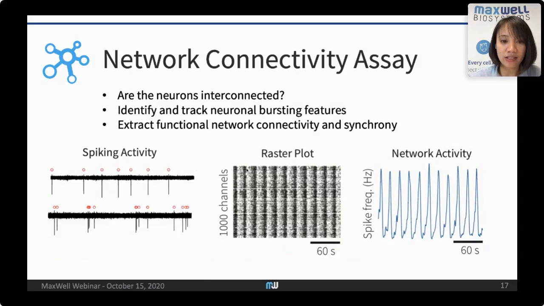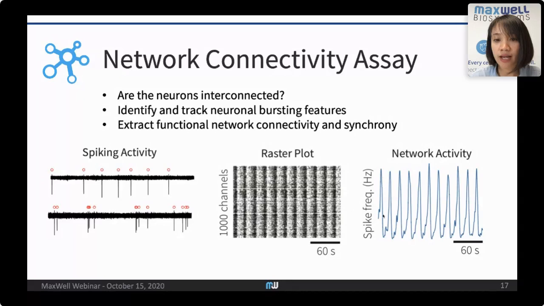Each of these lines in the raster plot corresponds to the spiking activity of each cell, and each dot corresponds to one of these spikes, or negative inflection in the signal. Whenever you see a vertical bar, that means all of the cells are active at the same time. And that happens when there's already a network being formed in the sample.